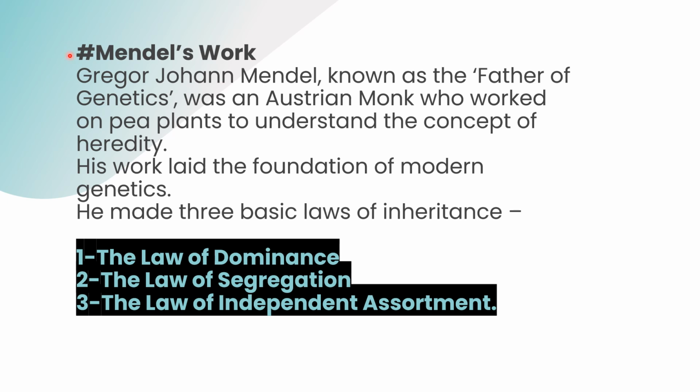Next we are going to see Mendel's work. Georg Johann Mendel, known as the father of genetics, was an Austrian monk. He worked on pea plants to understand the concept of heredity. The scientific name of the pea plant is Pisum sativum. He laid the foundation of modern genetics. He had three basic laws of inheritance: first the law of dominance, second the law of segregation, and third the law of independent assortment.